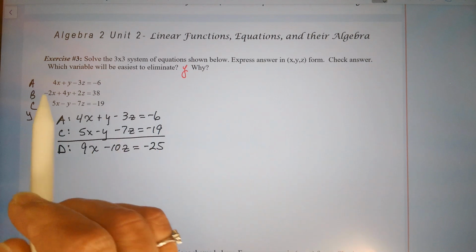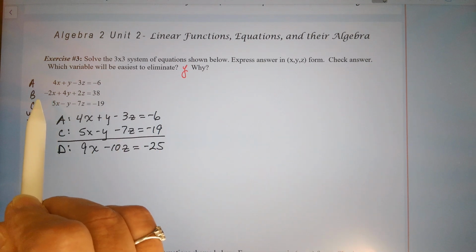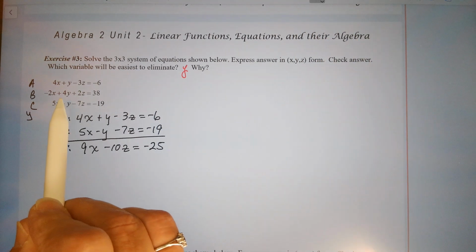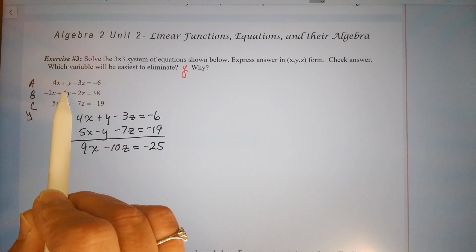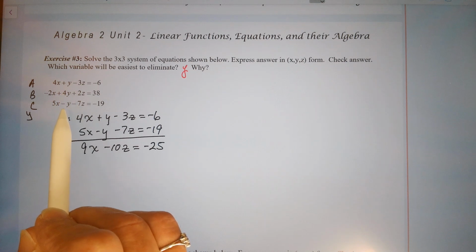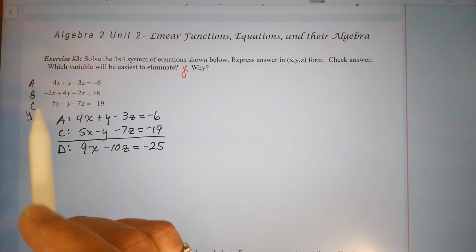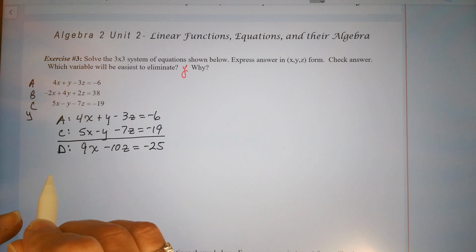So we already used A and C, so now we have to use B. So let's look at B, and what do we have in B? Our y term is a 4y. So let's match it up with C, and take C and multiply it by 4. So we'll have a 4y in B and a negative 4y in C. Alright, so that's what I'm doing next.